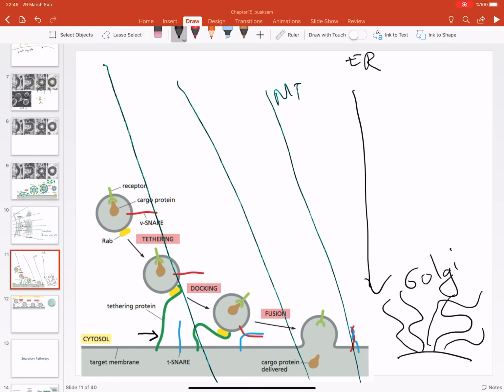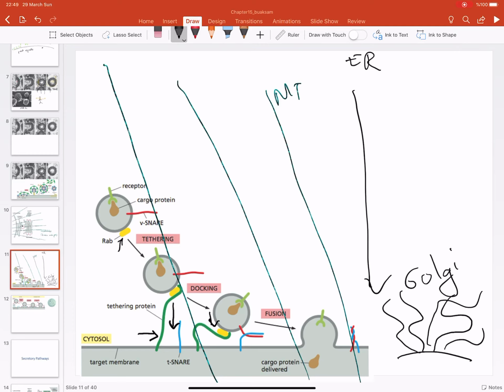When it comes across a vesicle which is destined to Golgi, it's going to recognize it from the RAB protein. So RAB GTPase is kind of a stamp showing the target of the vesicle, showing where it is going to go. So this tethering protein is going to take it close to the membrane, take it even closer.